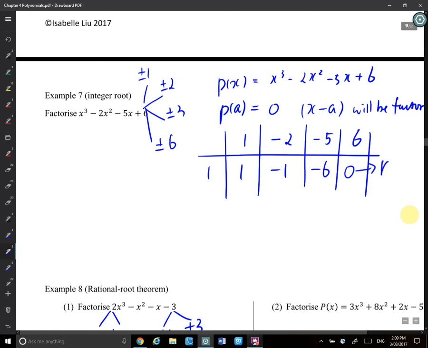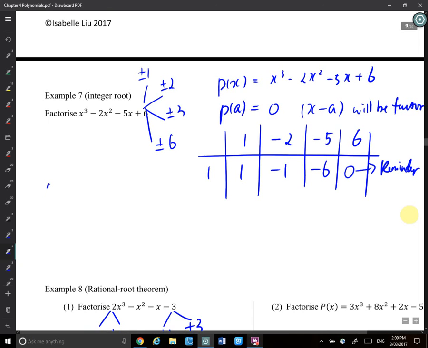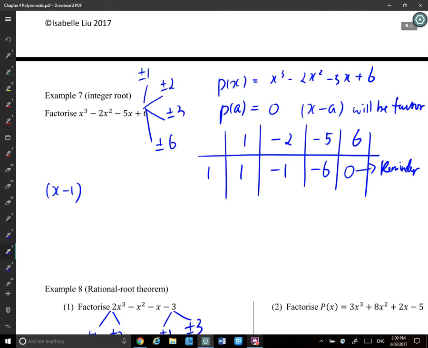That is the remainder place, and I'm looking for a 0. I need a 0 here. So x equals 1 is a good number. 1 makes the equation equal 0, so I have the factor x minus 1. Because if P(a) makes P(x) equal to 0, then x minus a is a factor.